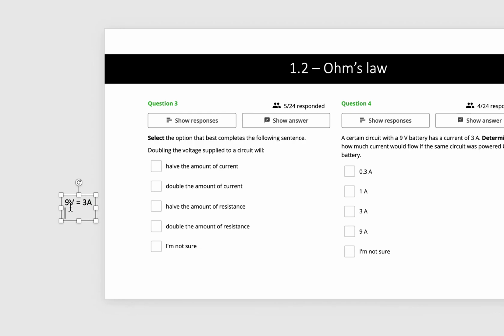And then what we do to one side, we do to the other. What's 9 divided by 3? It's also 3. So that means 3 volts is equal to 1 amp. So that means for every amp, we're going to have 3 volts.